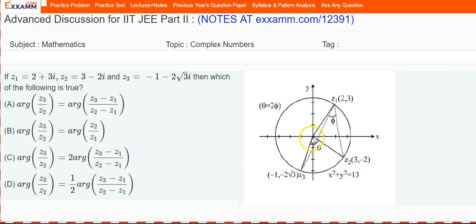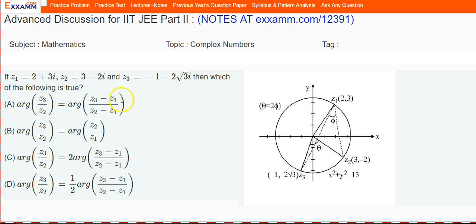But if their modulus are equal, then in such a case the center of the circle would be the origin, because OZ3 is modulus of Z3, OZ2 is modulus of Z2, OZ1 is modulus of Z1. If they are equal, it means O is the center. So in all cases where Z1, Z2, Z3 are given and their modulus are equal, the circle passing through these points will have the origin as the center. This is a very important concept.